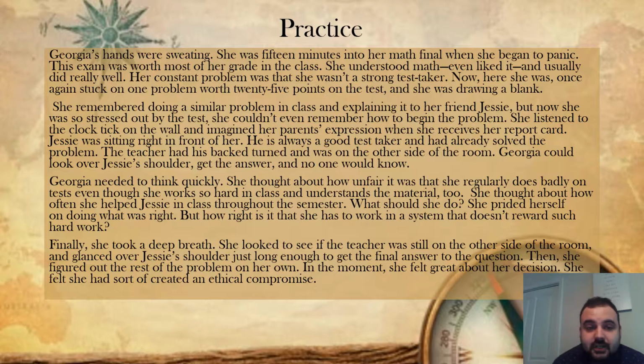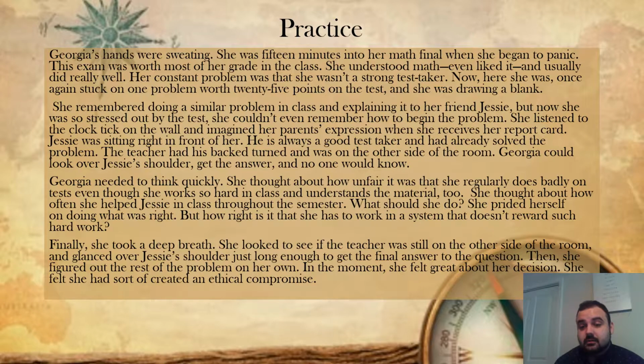She listened to the clock tick on the wall and imagined her parents' expression when she received her report card. Jessie was sitting right in front of her. He's always a good test taker and had already solved the problem. The teacher had his back turned and was on the other side of the room. Georgia could look over Jessie's shoulder, get the answer, and no one would know. Georgia needed to think quickly. She thought about how unfair it was that she often did badly on tests even though she works so hard in class and understands the material too. She thought about how often she helped Jessie in class throughout the semester.